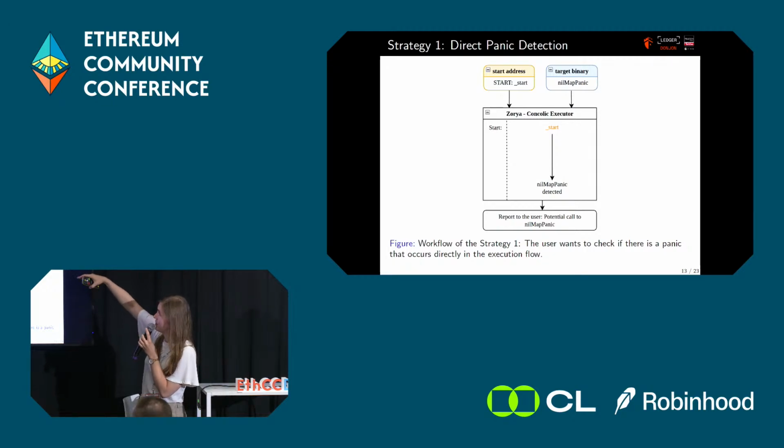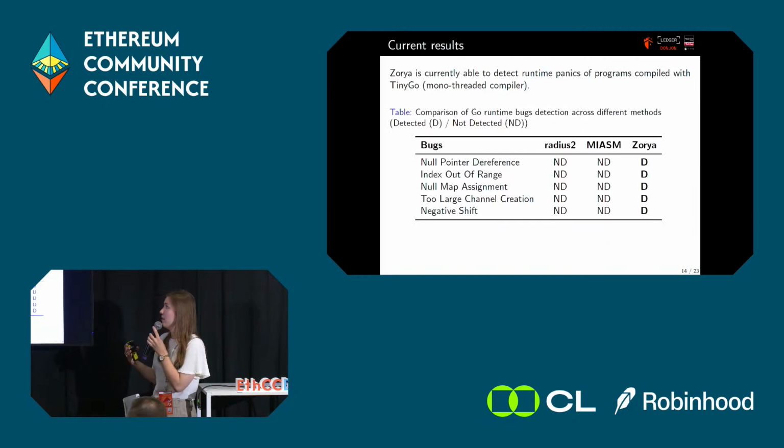You choose, for instance, the starting address, which is start, and your binary, and you want just to find this because it's straightforward. But it happens that the state-of-the-art tools like Radare2 or Miasm are not able to find this.